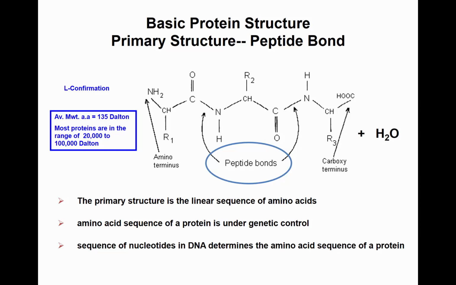The average molecular weight of an amino acid is 135 Dalton. Of course, there's a range, but that's the average. But a protein is usually made up of a large number of amino acids. Most proteins are in the range of 20,000 to 100,000 Dalton. So often we report them in kilodaltons: 20 kilodalton to 100 kilodalton. So they're large molecules. Basically, that's the message: proteins are large molecules.